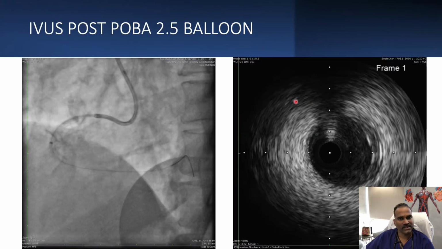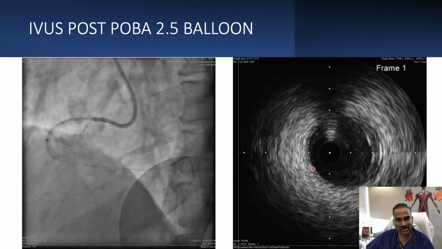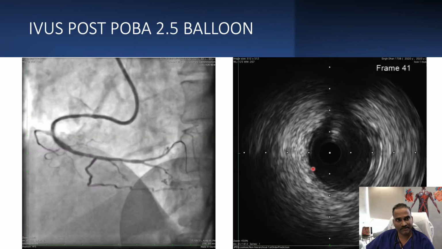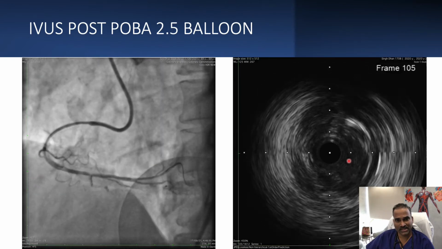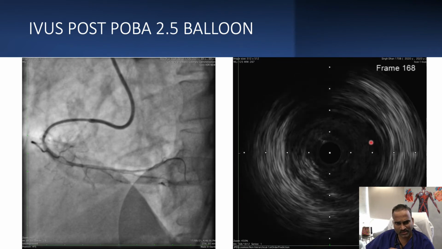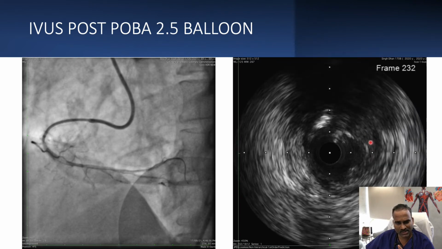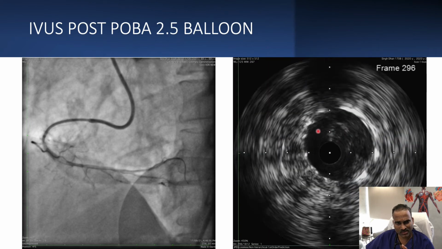Yeah, so in this case preemptively we used a Guideliner, as we anticipated difficulty in sending the IVUS catheter as well as subsequent devices across the underexpanded stent here. So we have sent IVUS through the Guideliner, and this is the IVUS, you can see here. So distal to the stent, it is nice. So now we reached within the stent.